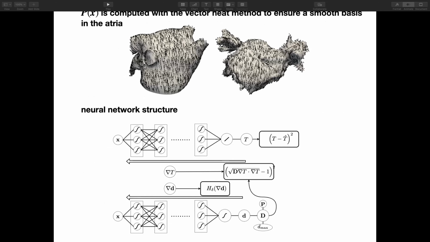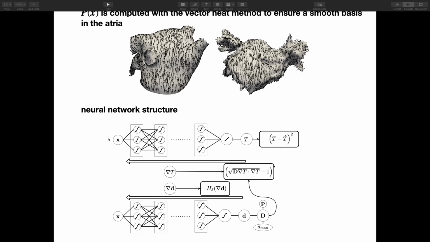So how can we compute P? P will be the basis that we use to project the two-dimensional tensor into the atrial surface. And we use a heat vector method, which basically gives us a smooth basis in the manifold. So you can see now here that all these arrows are aligned. That will make things easier for the neural network, because we are basically predicting conduction velocity tensors in this basis. If the basis was really irregular, that would be really hard for the neural network.